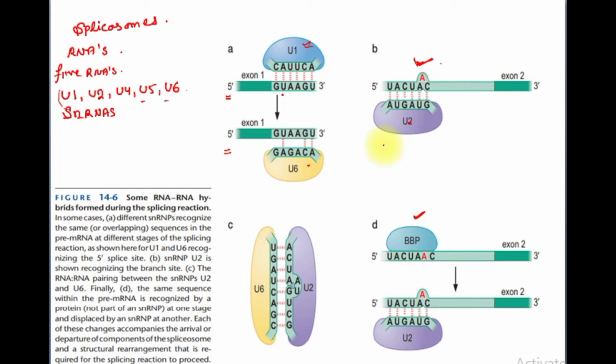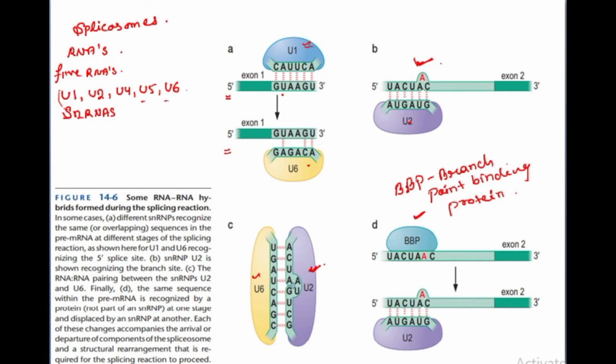So what is the BBP? It is the branch point binding protein. BBP means branch point binding protein. Okay, so this U6 and U2 are also RNAs.